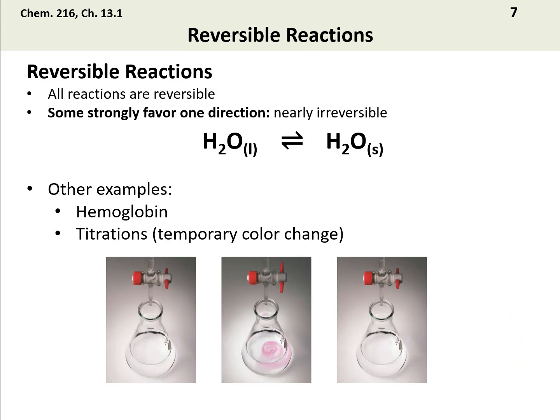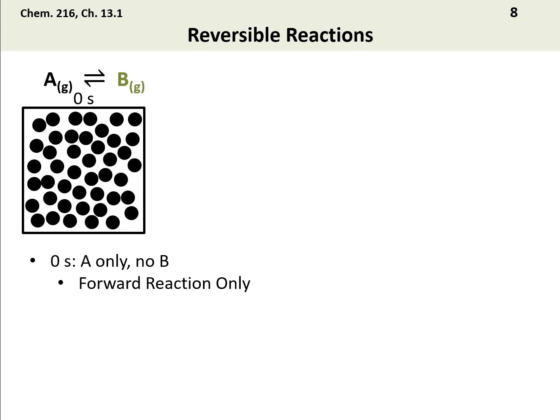In lab, we also see this, right? When we do titrations, when you do a titration, you start to see a color change, and then it goes away. This is an example of a reversible reaction, right? You're starting to form that pink compound, and then it reverses back. Okay? All right, so now let's go ahead and look at it on a microscopic level of what's going on.